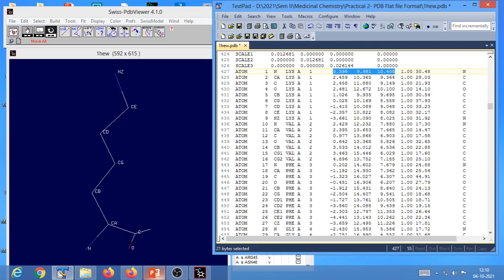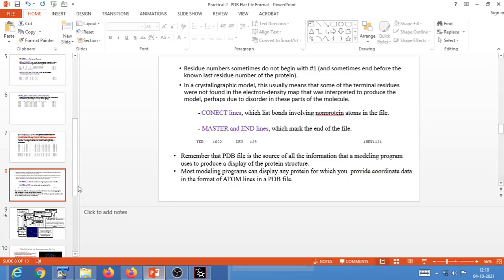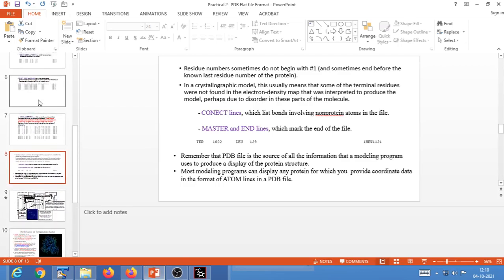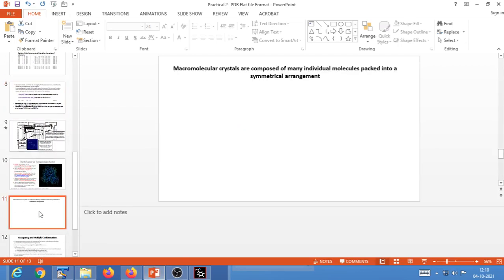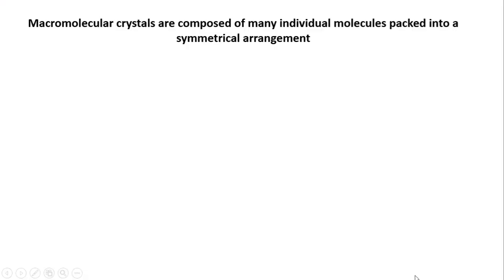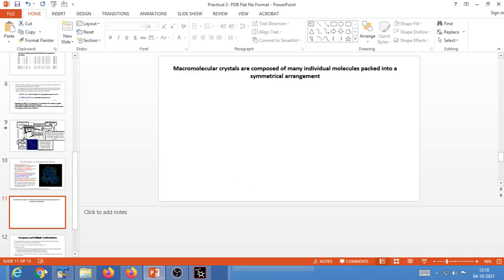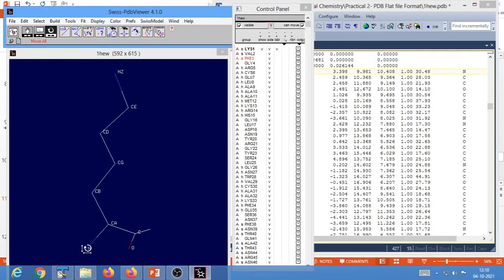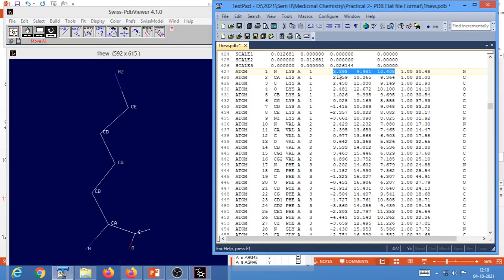To make it more clear, let me just tell you. What I have said is that the atoms in your PDB file are represented in 3D coordinates, or you can say three-dimensional coordinates. You have x coordinate, y coordinate, and z coordinate.